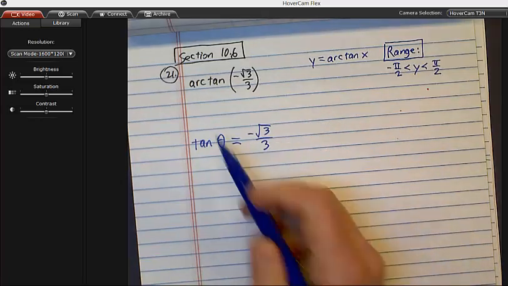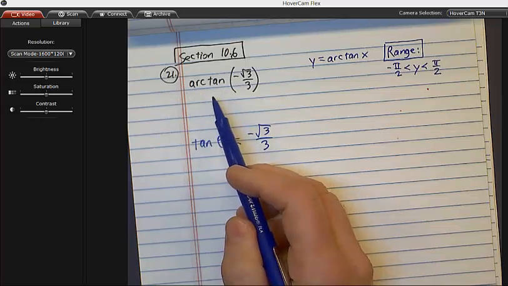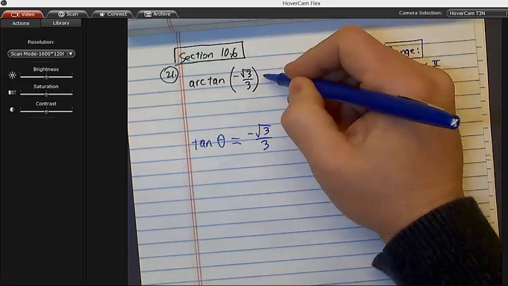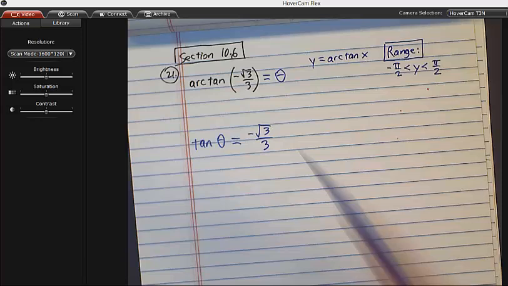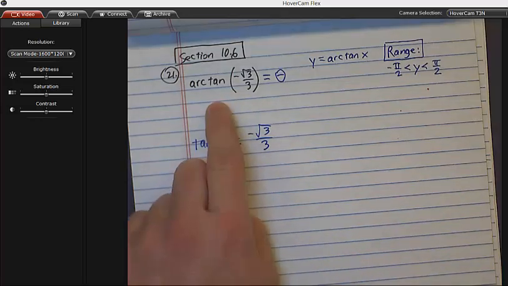So when I see this problem, arctangent, that's an inverse function, we're going backwards. We switch the domain and range. And so one of the first things I do is I just call it theta. Does that make sense to people? Okay? So you need to understand that we're going to get an angle.